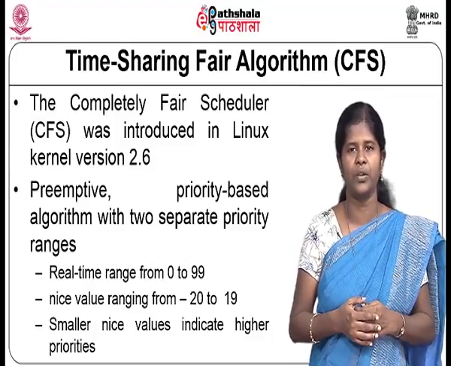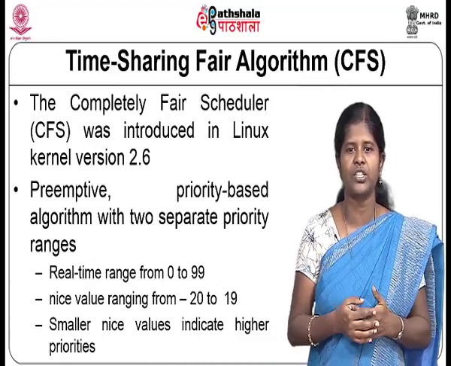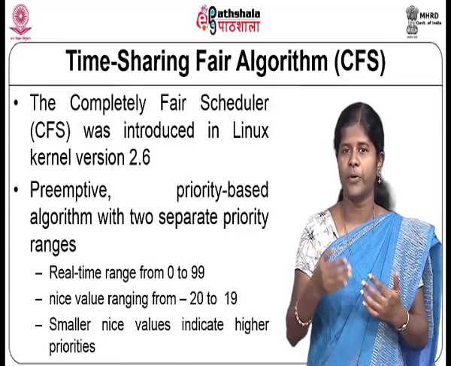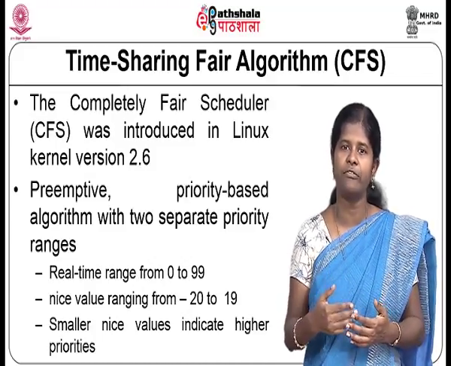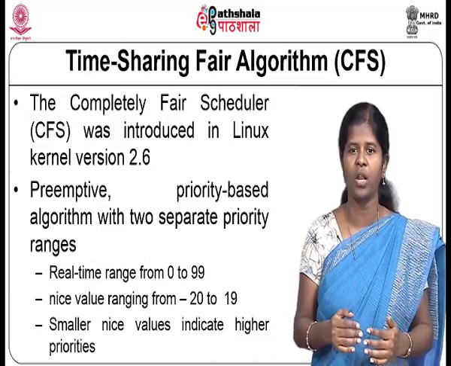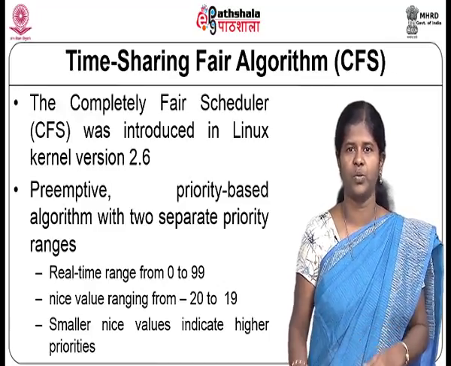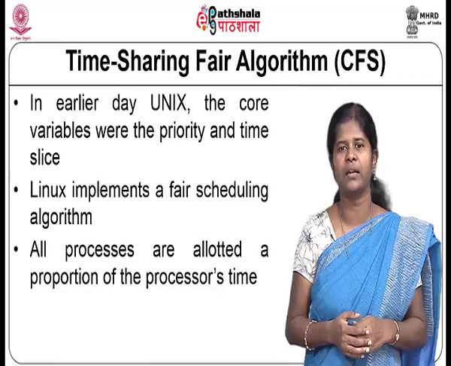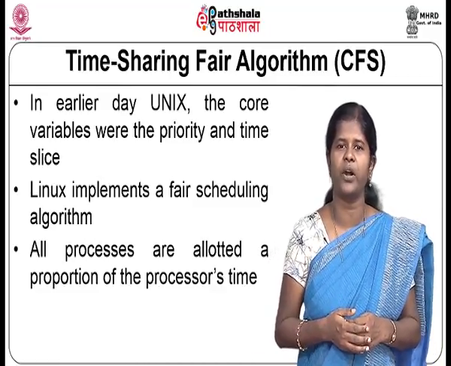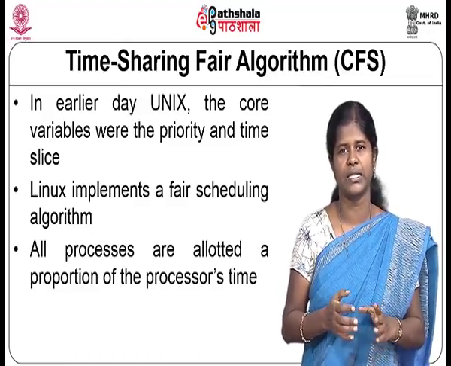So, if the nice value of the process is very high, then it means that the process is being nice to others, or the process is giving itself a lower priority. If the nice value is small, then the process has a higher priority compared to other processes. In the early days of Unix, the variables that were given importance were the priority and the time slice. Fairness was not considered at all.